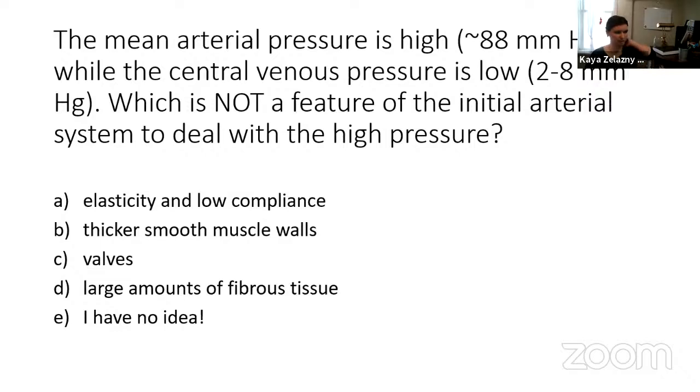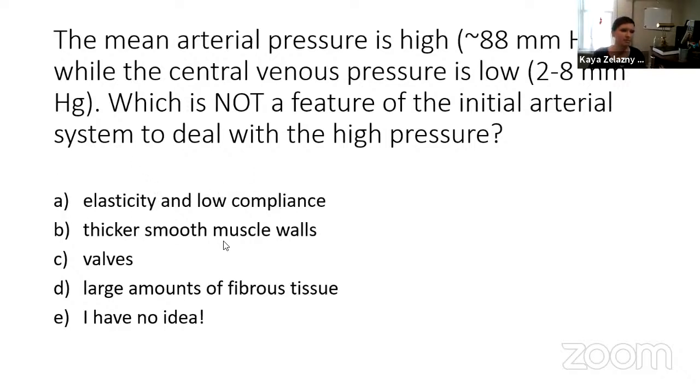Okay, so about half of you got this correct. It is the valves. Valves are mainly going to be seen in our venous return to the heart, and we'll see that the valves in the veins are actually to fight against gravity. But all of these other things are true. We have elasticity and low compliance as we have high pressure in the arteries as that blood is shooting out of the heart, and we're storing that pressure in the walls. So elasticity and low compliance are helping us store the pressure.